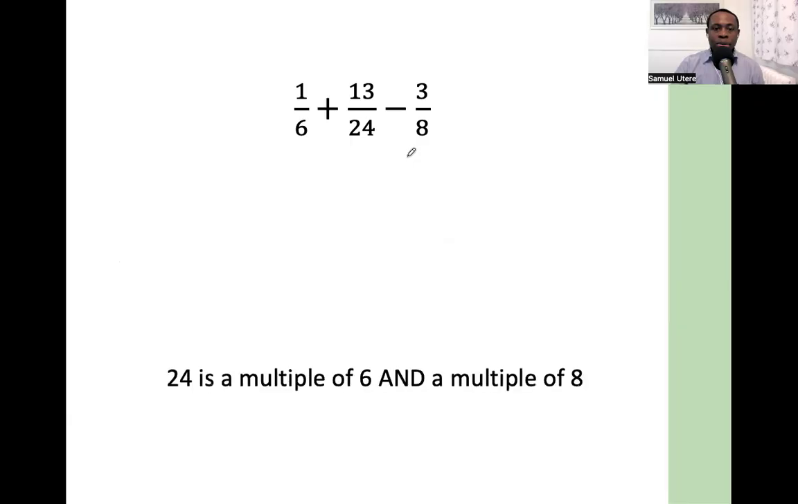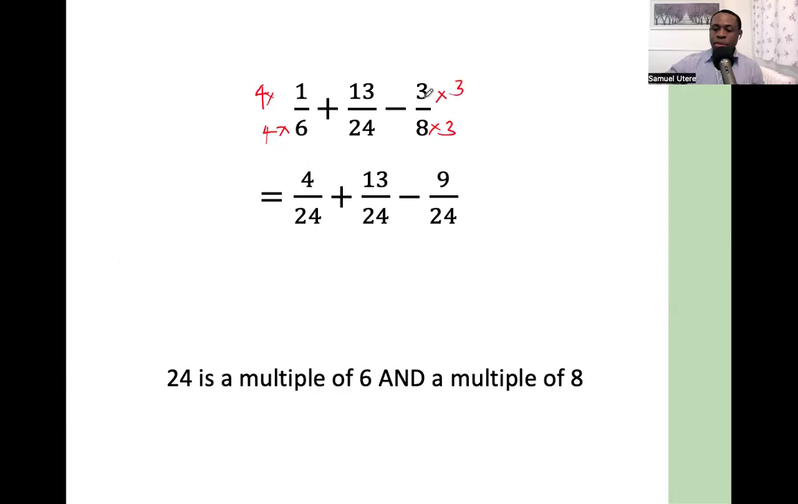Okay. So if we do this, 24 is a common multiple of 6 and a multiple of 8. So we can change these to 24. This has been multiplied by 4, same as this one. And that one to make it 24 by 3. And whatever you do to the denominator of a fraction, you have to do the same to the numerator. So now you have 4 add 13, which is 17. 17 minus 9 will give you 8. So your answer is 8 over 24. And of course, you can simplify this if you want to.